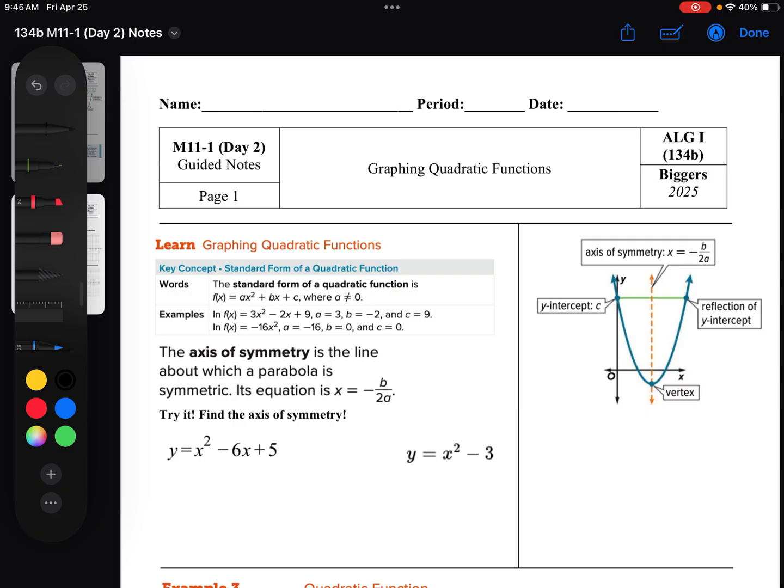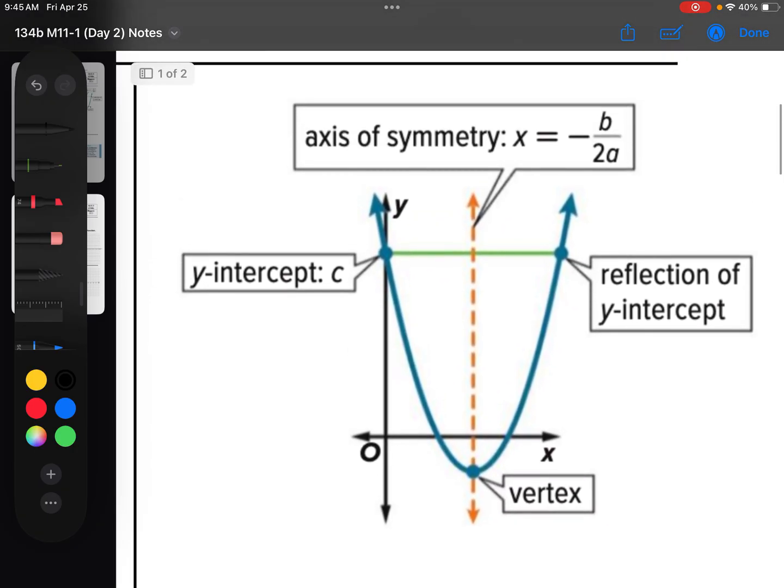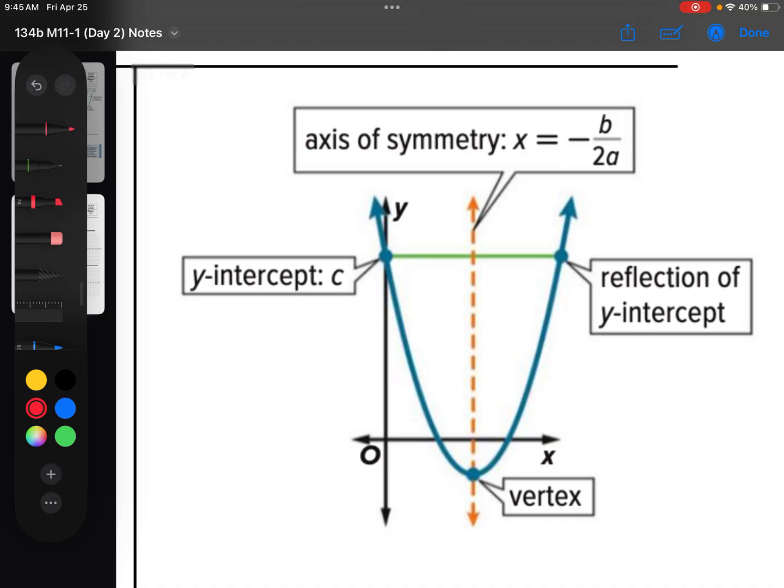Yesterday, if you completed the notes in the assignment, we learned some important vocabulary, such as the vertex. We've learned the axis of symmetry, which now we are going to have an equation to help us find: negative b over 2a. This is really important. You're going to want to star it. We also talked about the y-intercepts, the x-intercepts, and whether your graph opens upward or downward. So these are all descriptors of a quadratic graph or a parabola that we need to remember, okay?